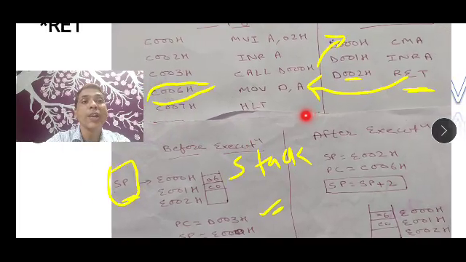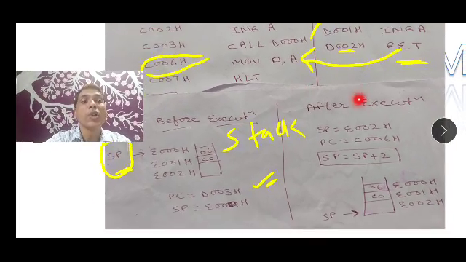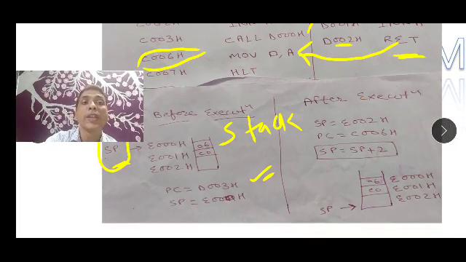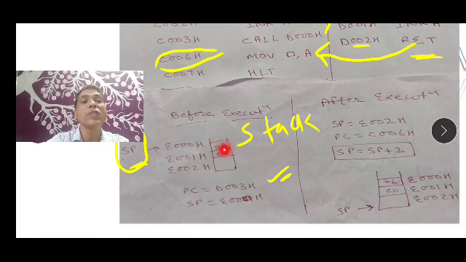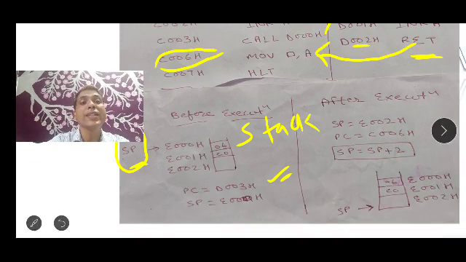C006. Whatever the value is there, I think the stack pointer has C006. So the stack pointer gives this value to the program counter. Can you see? Whatever value is in the stack pointer right now, it is pointing here. So the stack pointer's content will be given to the program counter.